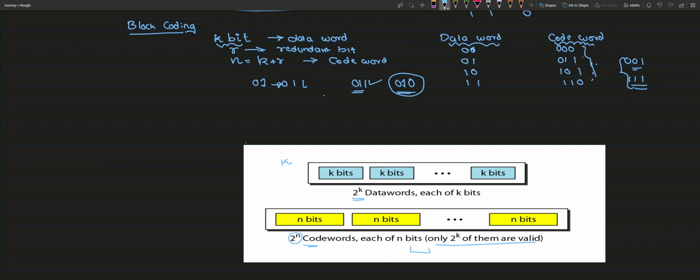You can see here we can have 7 combinations: 000, 001, 010 is also not valid, correct? So for 2 to the power k, for example, k is 2 here. For 2 to the power k, that is 2 to the power 2, 4 data words, 4 code words are only valid. Out of 2 to the power n, which is 2 to the power 3, that is 8. Out of 8, only 4 code words are valid. So that makes sense, right?